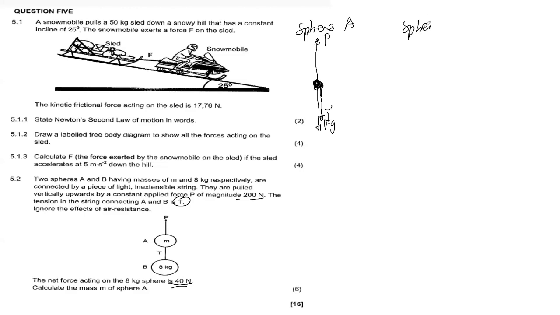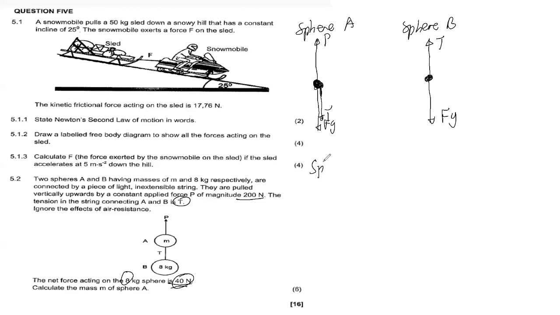But then for sphere B, the forces acting on sphere B are the tension, which is acting upward in reference to B, and then also the gravitational force like this. Now that we have the free body diagrams, let's try to calculate. We are given the mass of sphere B and also the net force for sphere B. So it will be much easier to calculate the acceleration using sphere B, right?